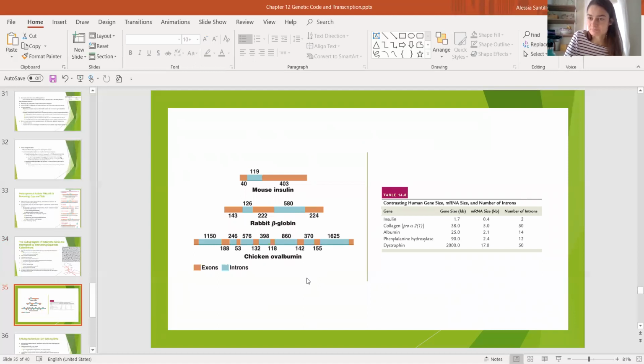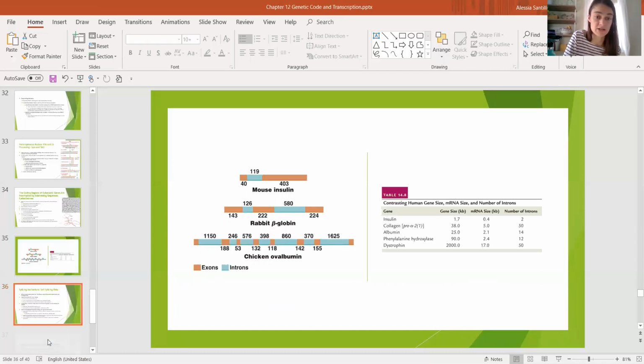The albumin of the chicken egg, you can see all of these introns. Like I said, collagen is one of the most intron-saturated genes there is, and it has about 50 introns. So it doesn't really matter how many there are. That doesn't change anything specifically about the gene. There's just a little bit more work happening in order to make our mature mRNA.